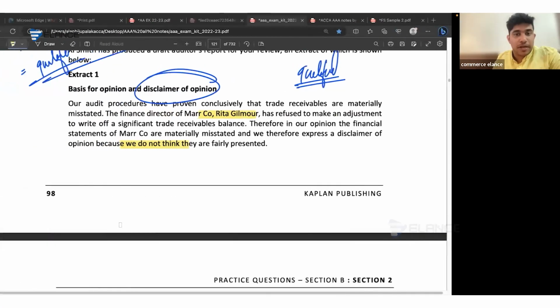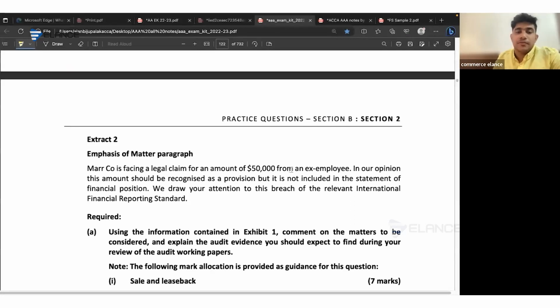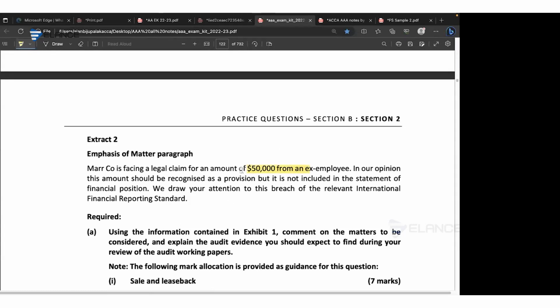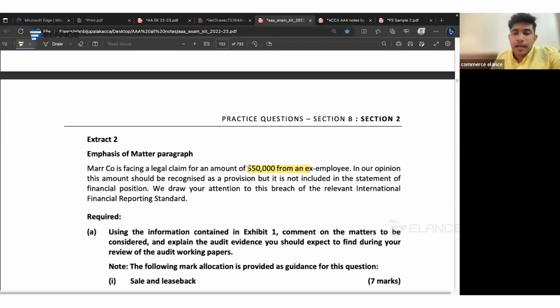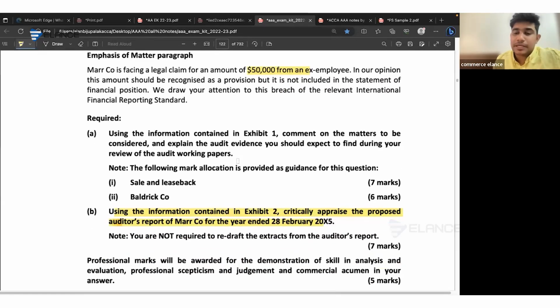Then you can consider the usage of the explanatory paragraph. Here they have used an emphasis of matter paragraph to mention the legal claim of 50,000. Is that appropriate? Definitely not. Because here the 50,000 is a misstatement relating to the provision. And they have not disclosed it, and the auditor is disclosing the same provision within the emphasis of matter paragraph. The first thing is that the materiality amount was 1.5 and the legal claim is only 50,000. It's an immaterial thing. We are only allowed to include those matters that are material to the financial statements. So if it's not included, then it will be an issue. So it is not appropriate to use an emphasis of matter paragraph as it's not a matter which is appropriately presented and disclosed in the financial statements. So this is how we will be critically appraising the auditor's report.